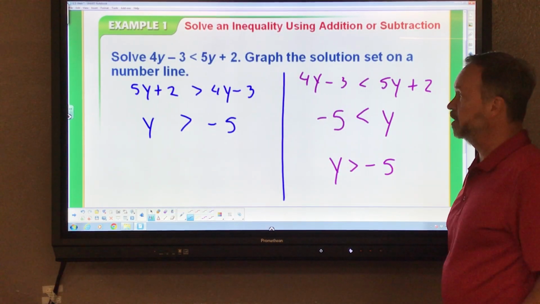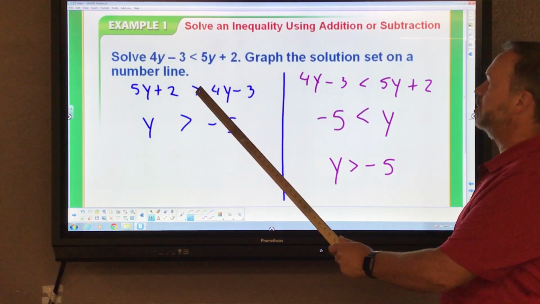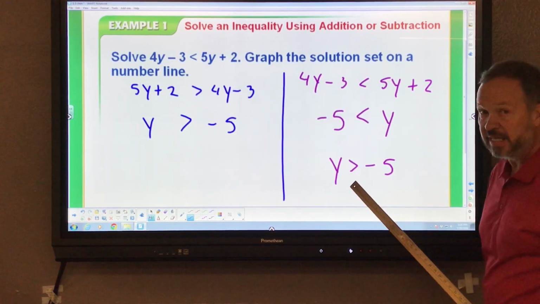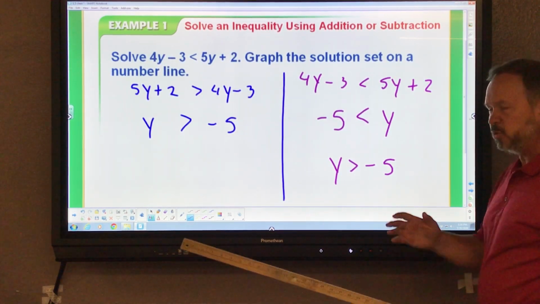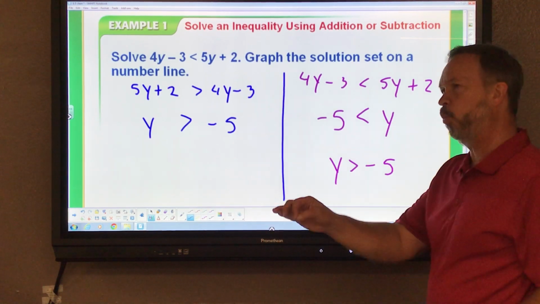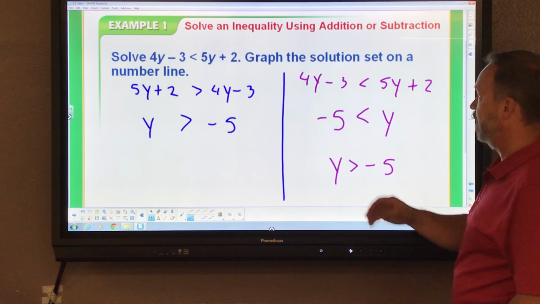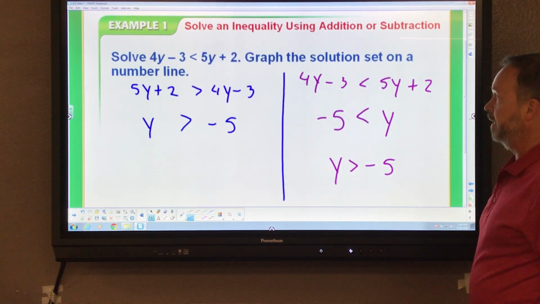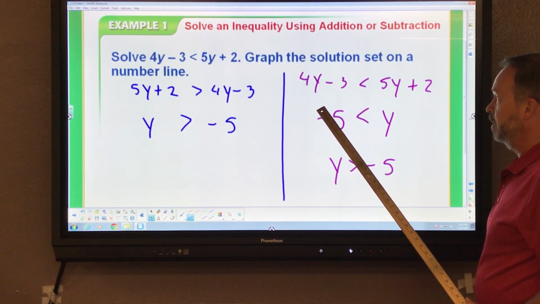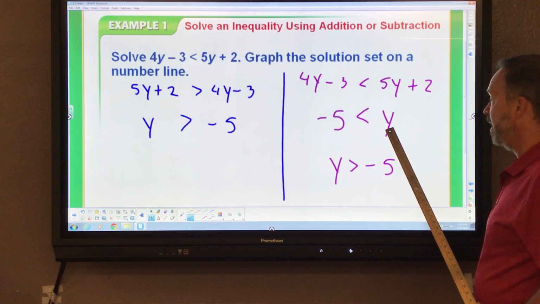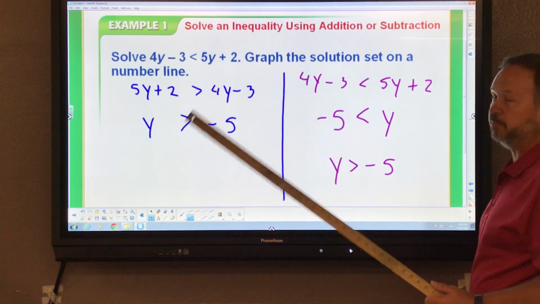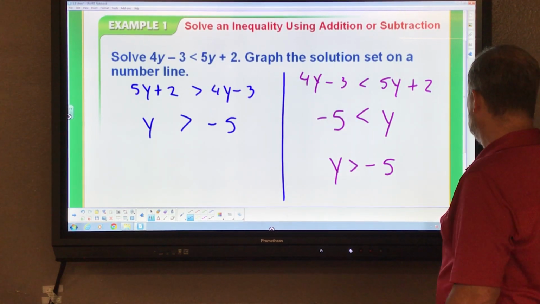It works. It's just that I did it to begin with. Other people would do it at the end. Now there is one additional way to do this, a third way that we don't have room to do right in here. There is a third way, and that would have been to not solve for the y on the right side, but solve for y on the left side. But we're going to save that for a few minutes later.